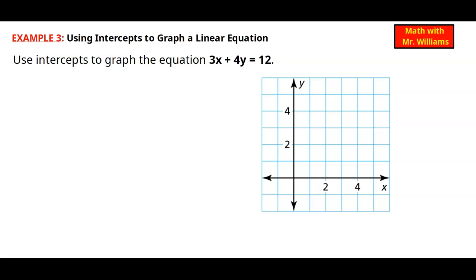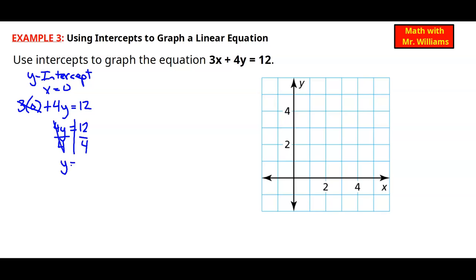Math with Mr. Williams, example 3, using intercepts to graph a linear equation. Use intercepts to graph the equation 3x plus 4y equals 12. Let's start off with looking for our y-intercept. This is when x equals 0. Let's substitute that 0 into the equation. 3 times 0 cancels out, leaving me 4y equals 12. Draw a line of equality. To cancel the 4, I'm going to divide by 4 on both sides. y equals 3. So my ordered pair would be 0, 3.